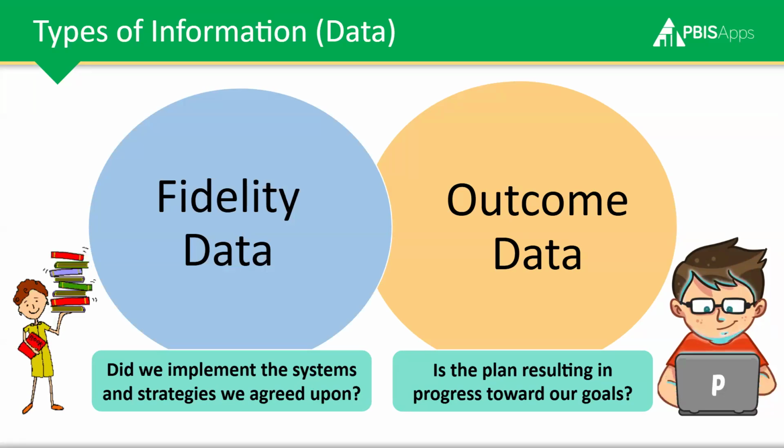Many times we don't reach the outcomes that we would like, and we oftentimes wonder why. But when we go back to look at the fidelity, are we implementing with fidelity? Sometimes we are, and it's just not working, but other times we're not implementing with fidelity. And when we're not implementing with fidelity, we're less likely to reach our outcome that we were striving for in the first place. So we want to make sure that we have both types of data being implemented.